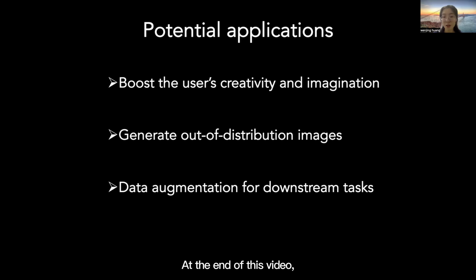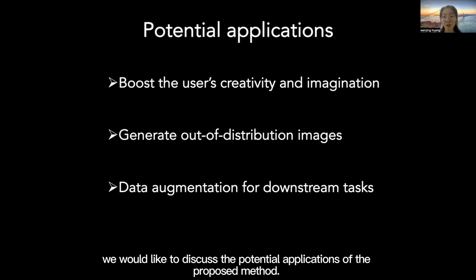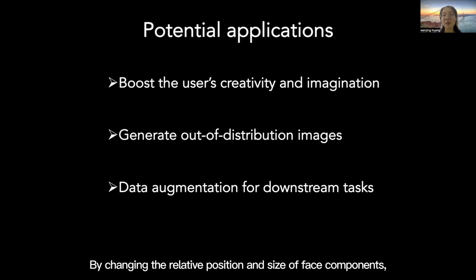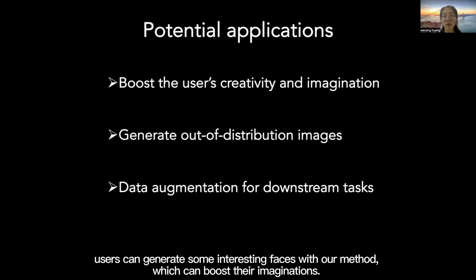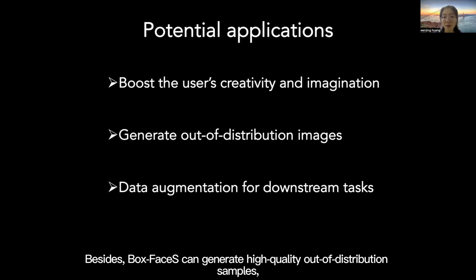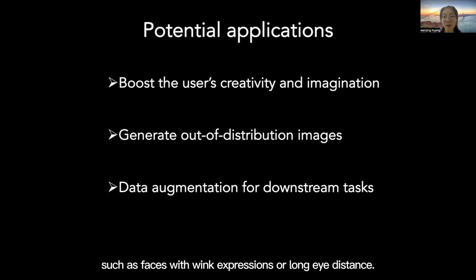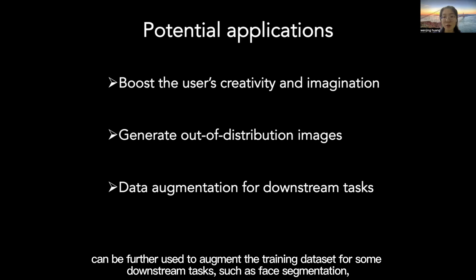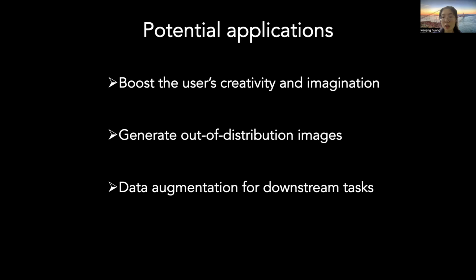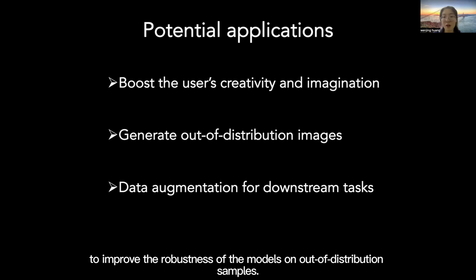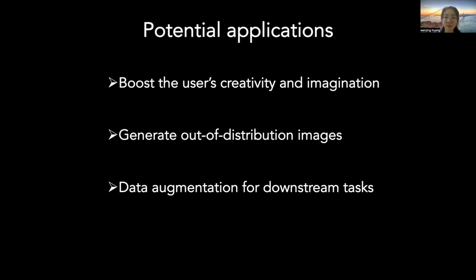At the end of this video, we would like to discuss the potential applications of the proposed method. By changing the relative position and size of face components, users can generate some interesting faces with our method, which can boost their imaginations. Besides, Box-FaceS can generate high-quality out-of-distribution samples, such as faces with wink expressions or long eye distance. These out-of-distribution face samples can be further used to augment the training dataset for some downstream tasks, such as face segmentation, to improve the robustness of the models on out-of-distribution samples.